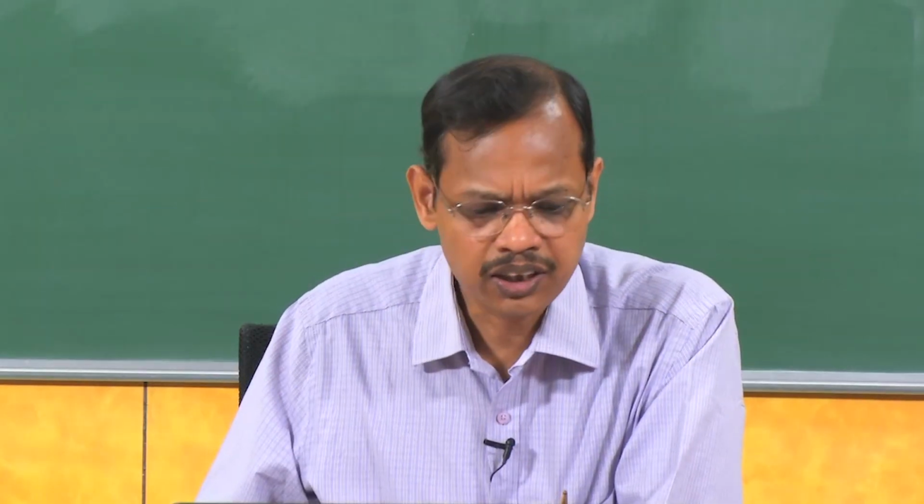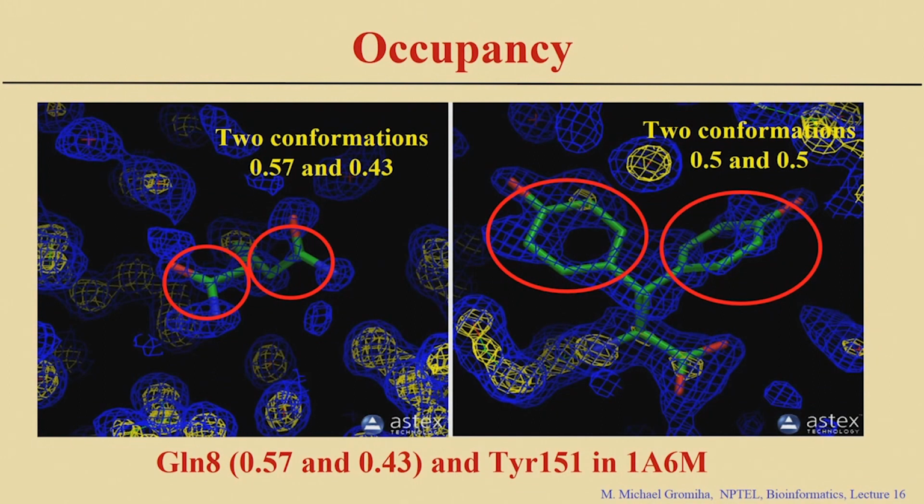So, here I show an example. This molecule has different conformations. This is glutamine 8, one with occupancy 0.57 and the other with occupancy 0.43. This is another example, tyrosine 151. Here both of them have similar occupancy, so in this case it is 0.5 and 0.5.